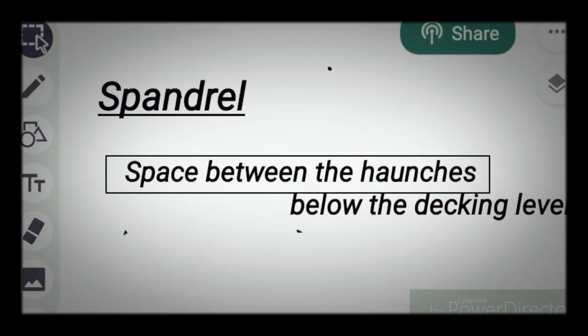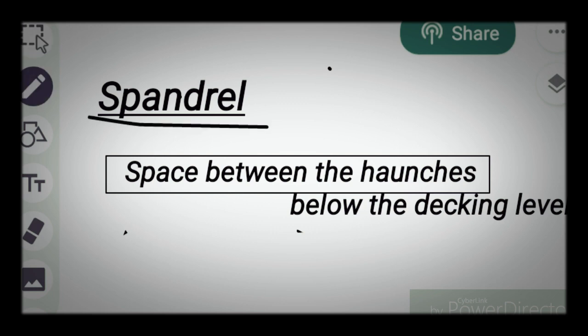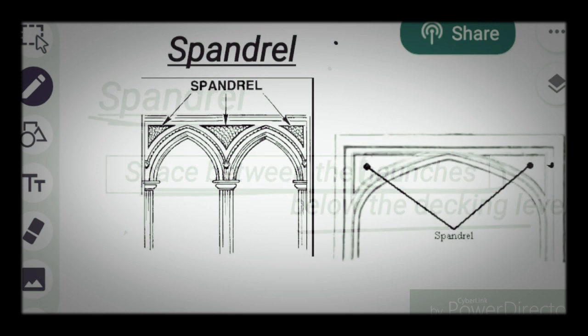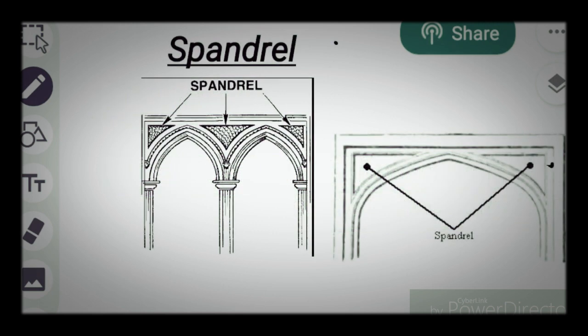Now understand spandrel. Spandrel is a space between the haunches below the decking level. Remember this definition. Spandrel is a space between the haunches. Here in these two images, this space is called spandrel.